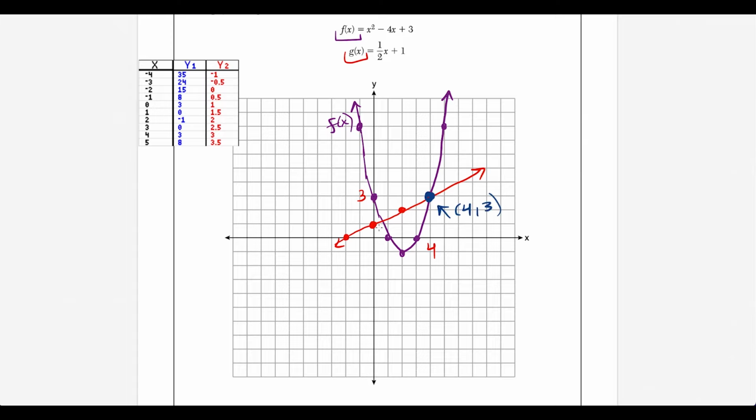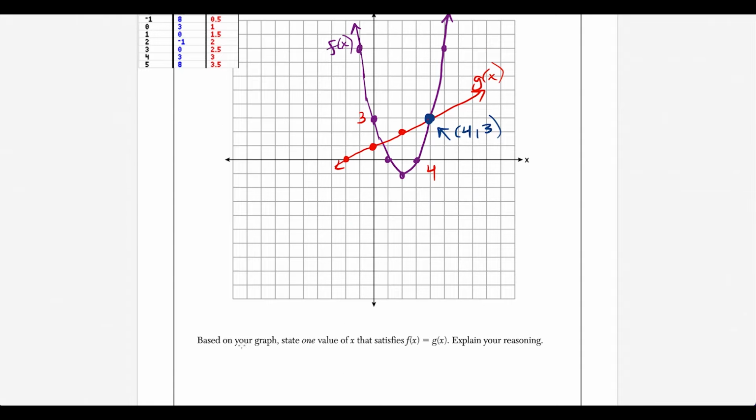We also have one at x equals 1/2, but notice that the table doesn't have something showing up here for x equals 1/2. We'd have to plug into both, and that's a little bit of extra work. So this is the nice solution. So now we'll just write our solution out. We have a value of x equals 4 that satisfies f of x equals g of x, and that's because the graphs intersect at x equals 4.